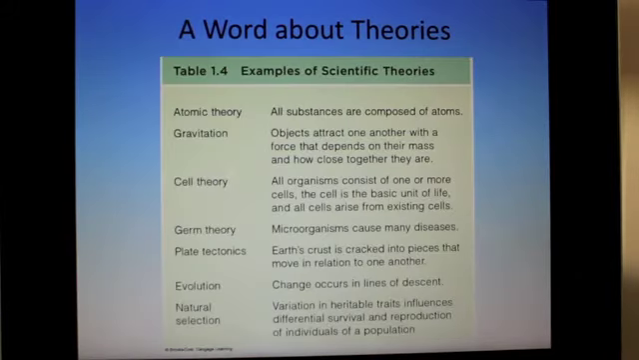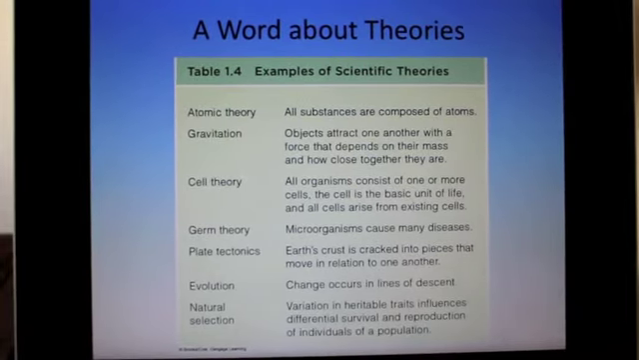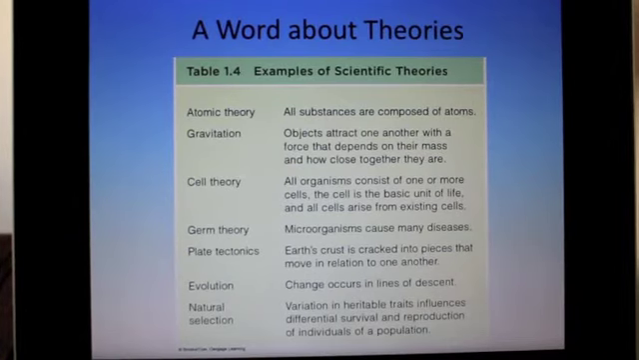So here are some other examples of scientific theory. First is atomic theory. All substances are composed of atoms. Then we've got things like gravitation. That's a theory that what goes up must come down. We've never had someone throw a ball and have it go off into outer space. So we're pretty sure that gravity happens. So when scientists talk about theories, they're talking about something that has been proven, not something that has not been proven.